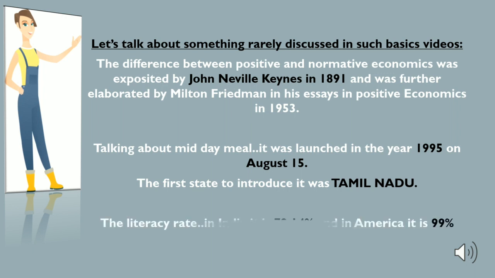Okay, and the very last point for today is the literacy rate. I talked about it in the example of positive economics. As I mentioned, India has a higher literacy rate than America was a wrong statement, although it showed the concept of positive economics. So talking about the literacy rate, what it actually is: in India it is 72.14%, and in America it is 99%. So obviously America has a far better literacy rate than India.